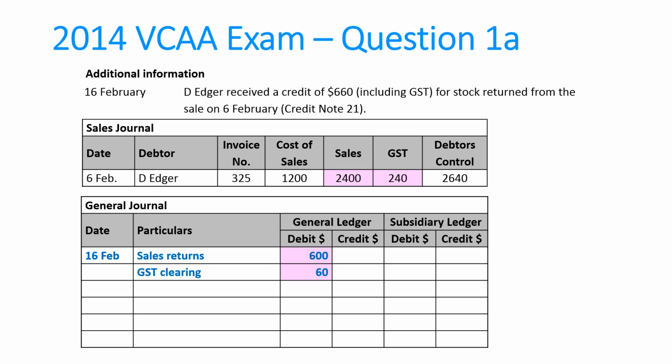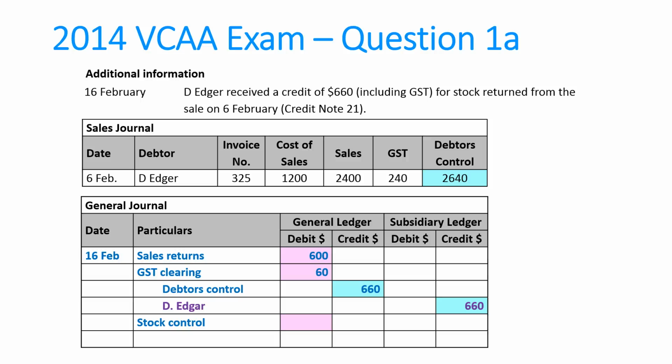On the other side of the ledger, on the other side of the debits will be an entry to debtors control. We will decrease the amount that debtor owes us by $660. Now whenever we touch debtors control, we need to make an entry in the subsidiary ledger. Then we need to undo the cost of the sale. So we originally recorded an increase in cost of sales, a decrease in stock. Now we've got to have the stock coming back in.